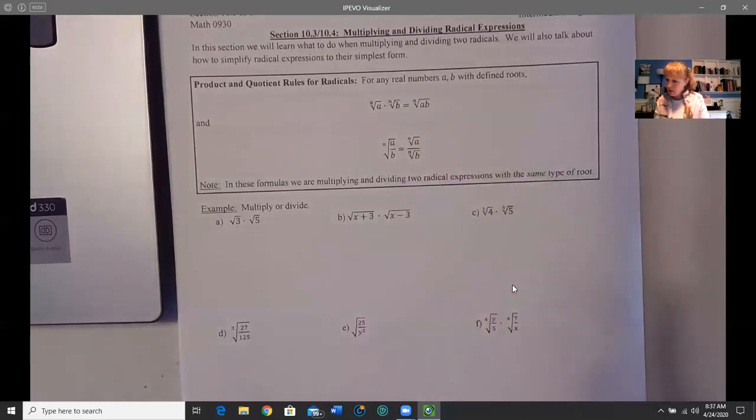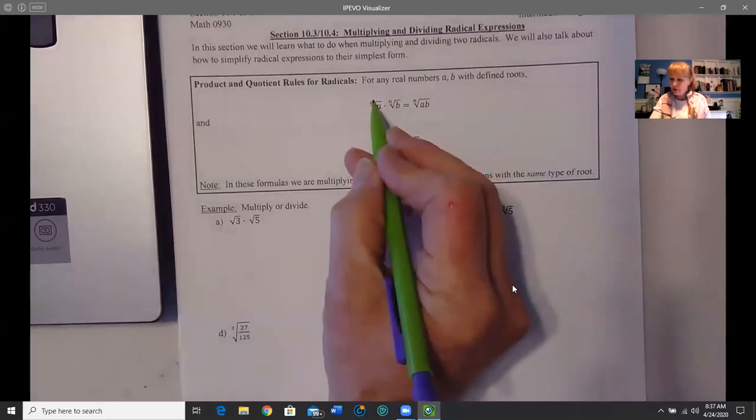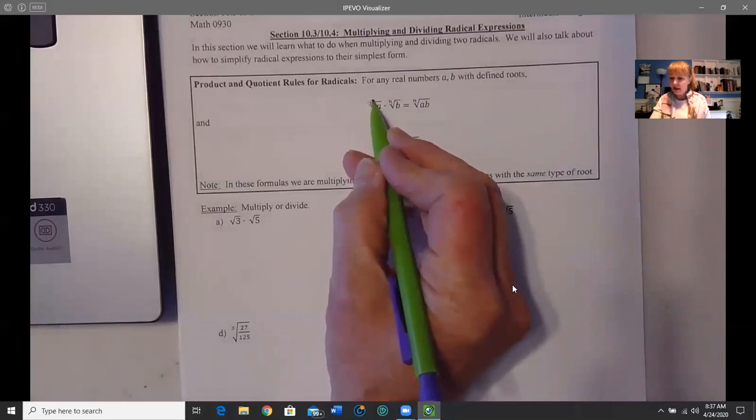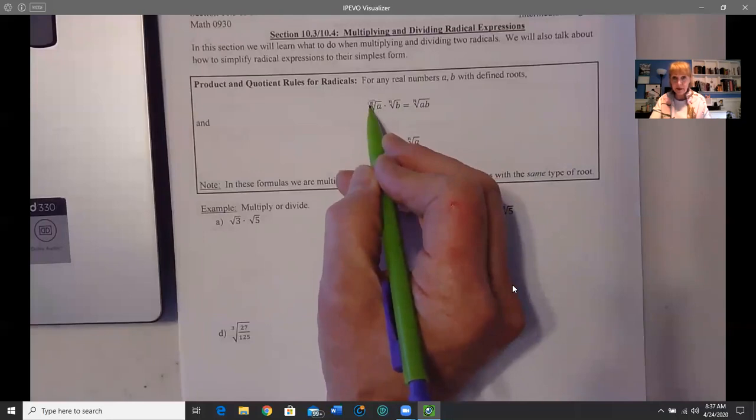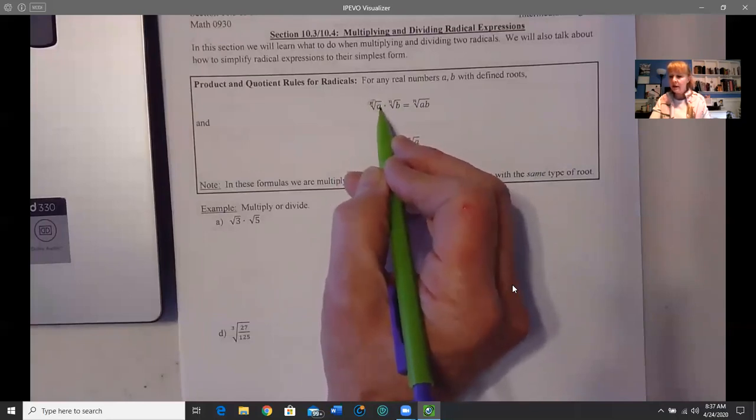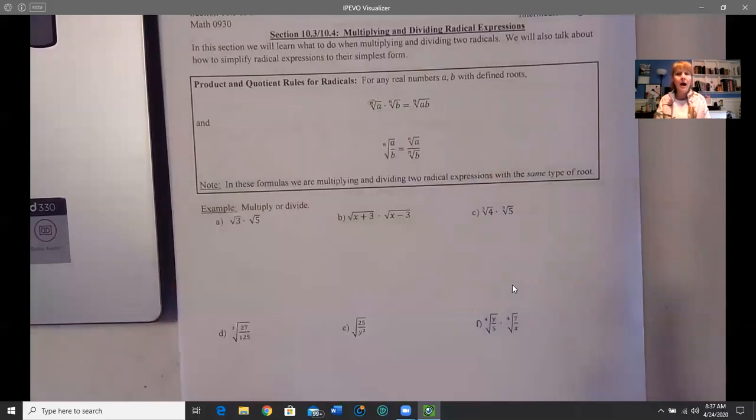All right, so let's go ahead and get started. This isn't really too bad, other than you just have to learn to take out according to the index. Whether it's a 2, is it a square root, you take out 2 of something. A cube root, a fourth root, tells you how many of something you need in order to pull it out of the radical itself.